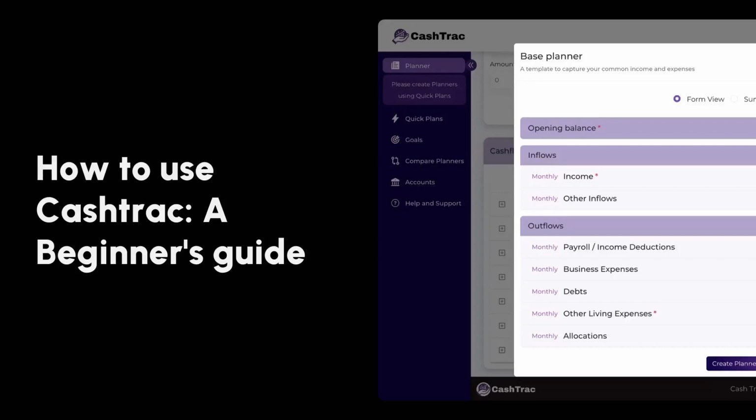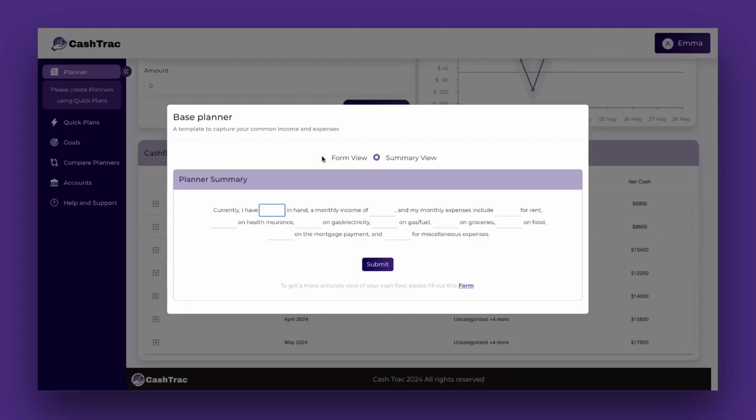Meet Emma, a healthcare worker working hard to achieve her career goals while also dealing with student loans. Emma wants to buy a car, but she knows it's important to handle her money carefully. Determined to gain clarity, Emma takes the first step by creating her base planner in CashTrac.